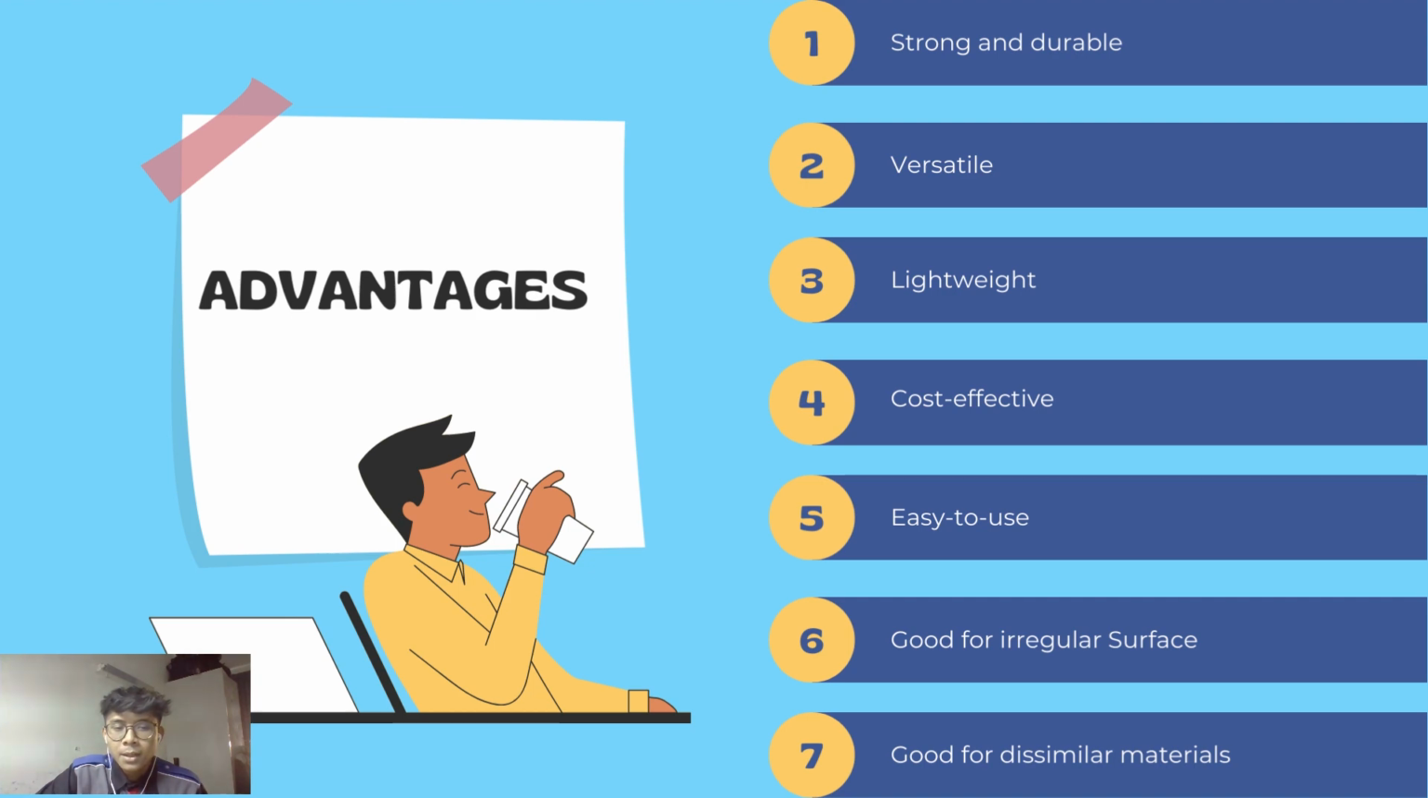Next, good for irregular surfaces. Adhesive bonding can be used to join irregular surfaces that would be difficult to join using other methods. Good for dissimilar materials. Adhesive bonding can be used to join dissimilar materials that would be difficult to join using other methods.